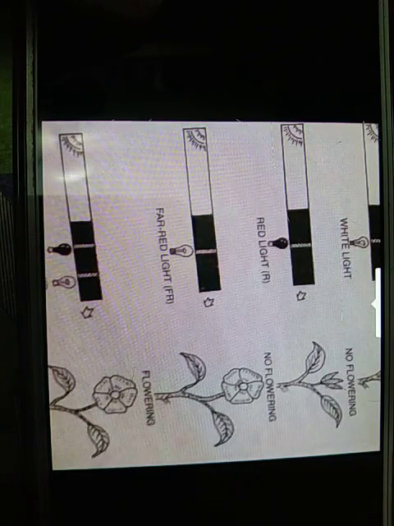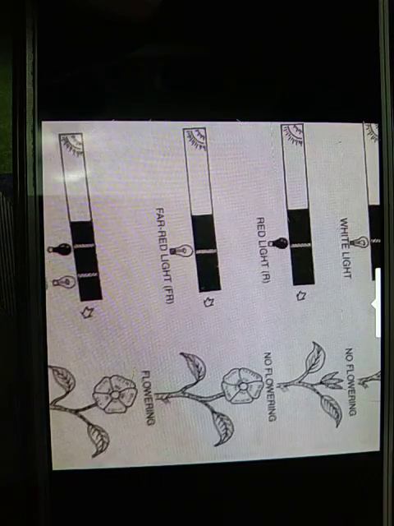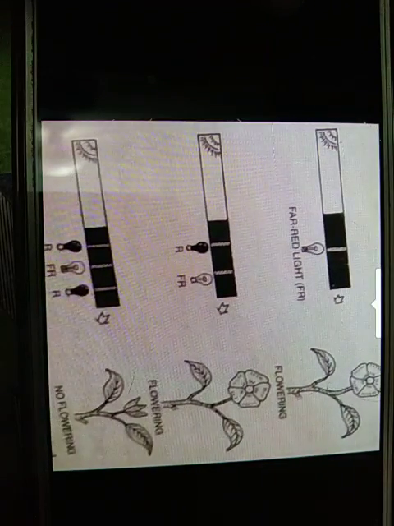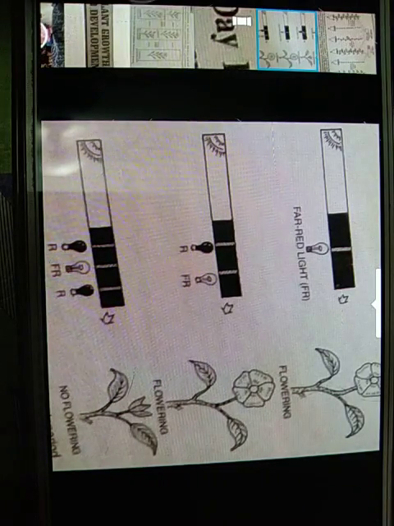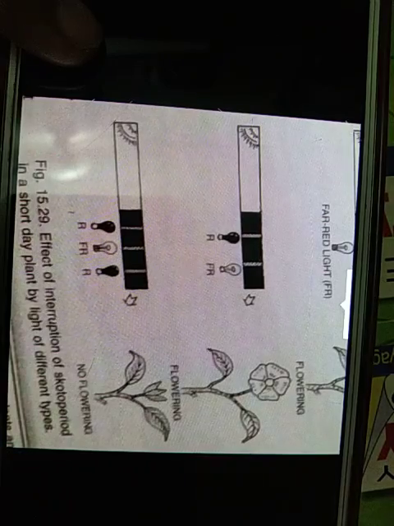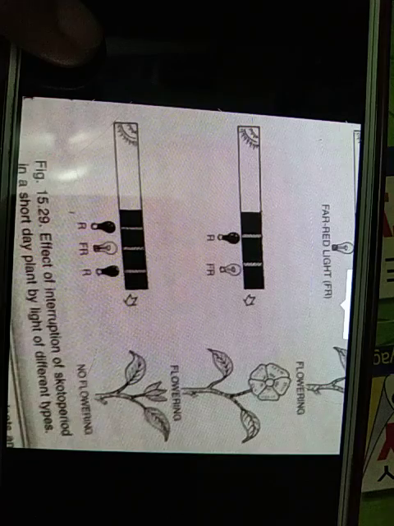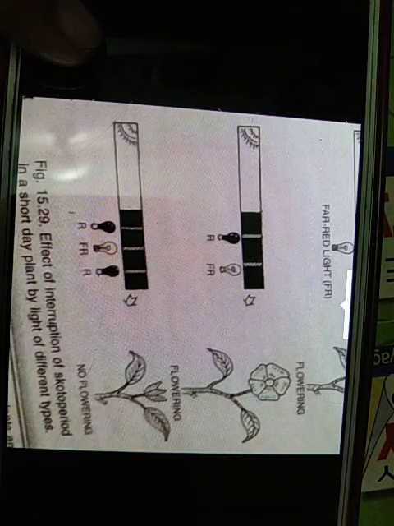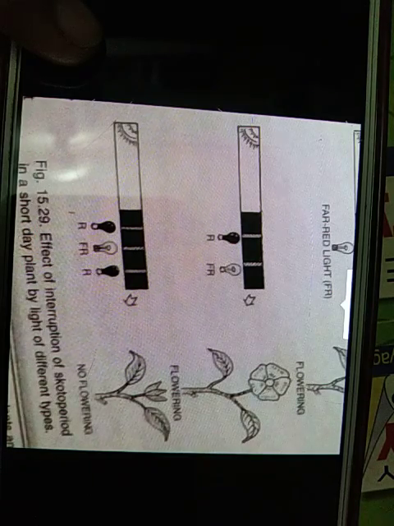Now the intermediate day plant, IDP. The plant flowers within a definite range of light hours. Flowering does not take place above and below this range. For example, wild kidney beans. Then the day neutral or indeterminate plant, or DNP. The plant can blossom throughout the year. For example, tomato, pepper, cucumber, pea varieties, sunflower, maize, cotton, etc.